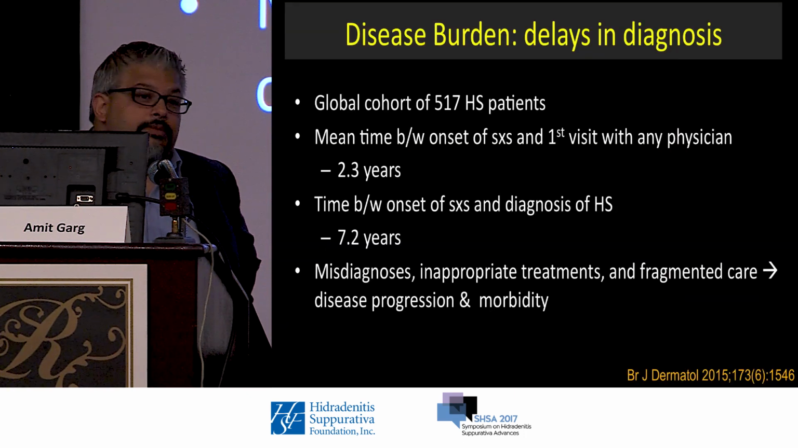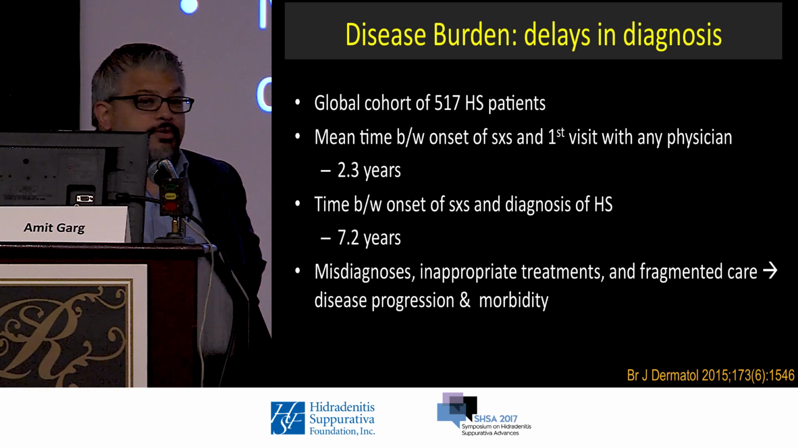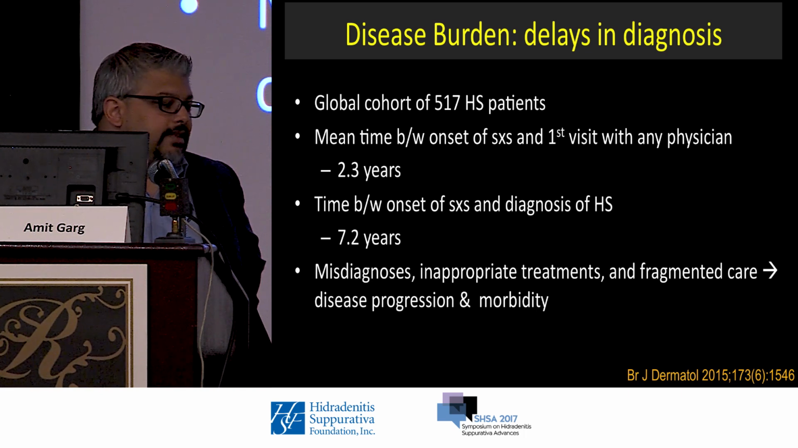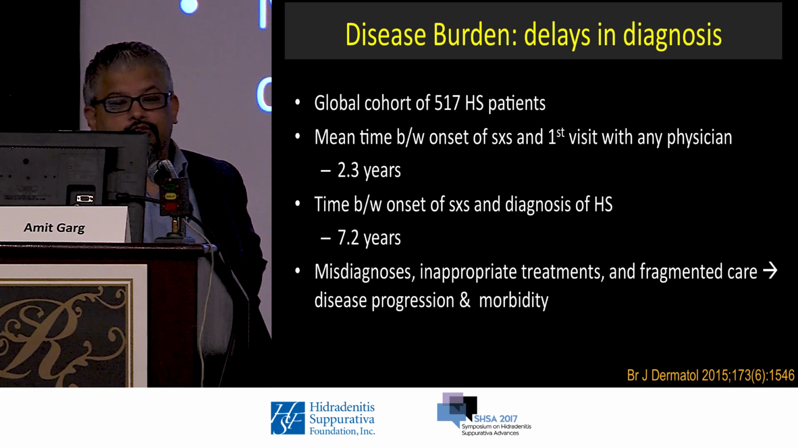The limitation of claims data, and ours was claims data as well, is that we can only capture the patients that are diagnosed. And we know one of the major problems we're having with HS is that there are too many patients that are undiagnosed. And that's certainly true in this country as well. And this is, I think, perhaps the best data to date that suggests delays in diagnosis.